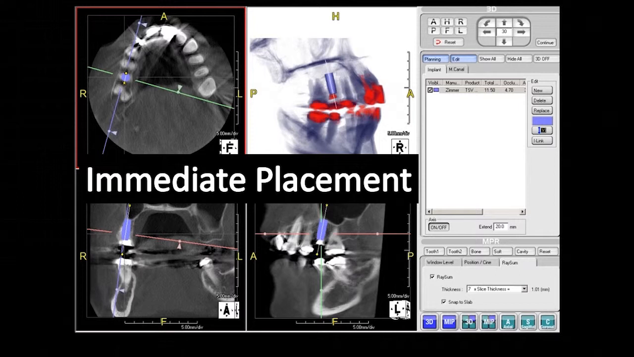These are just showing some immediate cases with the sinus elevation.